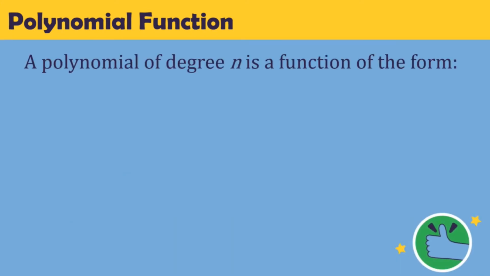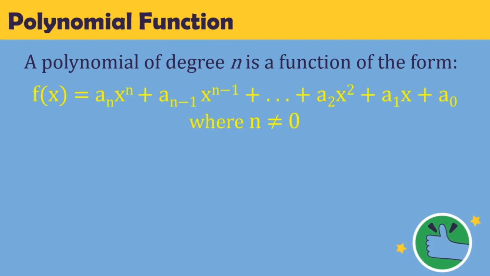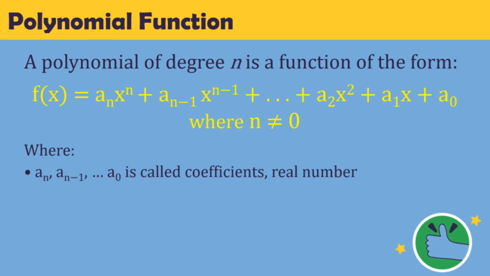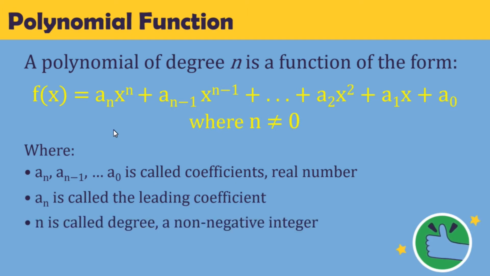A polynomial of degree n is a function of this form. This is the standard form of a polynomial function, where a sub n minus 1 up to a sub 0 are called coefficients, and they are real numbers. A sub n is called the leading coefficient, and n is called the degree, a non-negative integer. Next is a sub 0, which is the constant term.